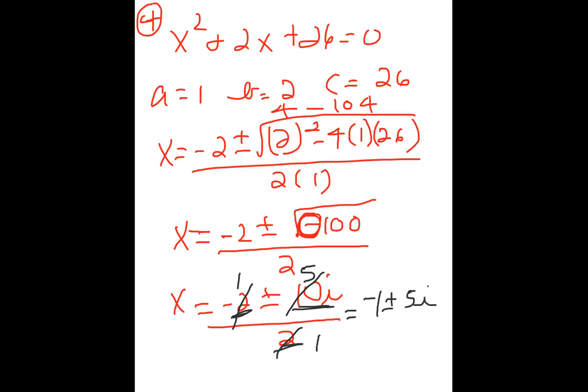Another thing you could have done is negative 2 divided by 2. So that's your negative 1. And then plus or minus 10i divided by 2. That would give you your 5, or 5i. Same thing. All right, guys, this next one's easy.